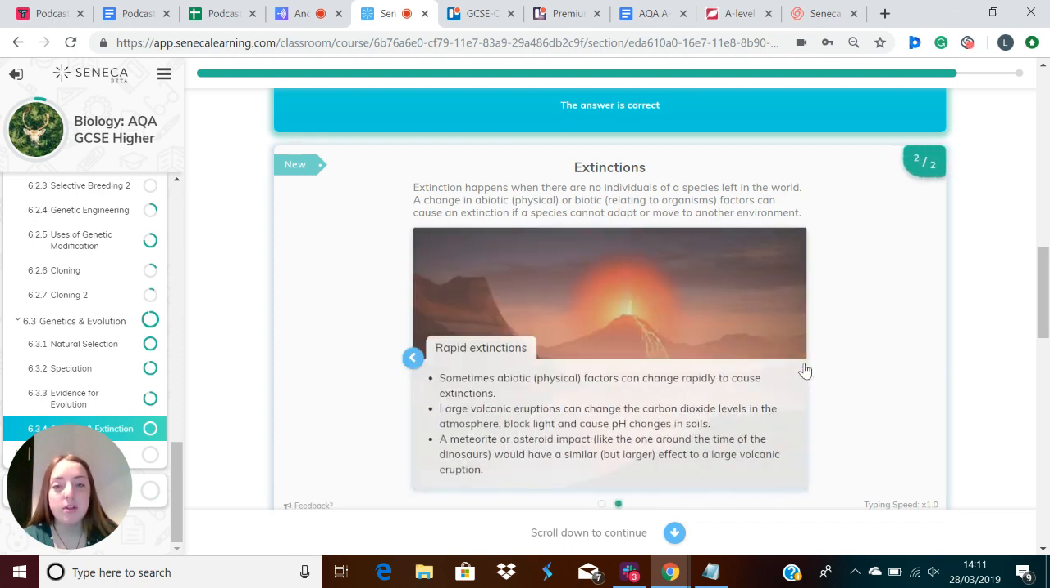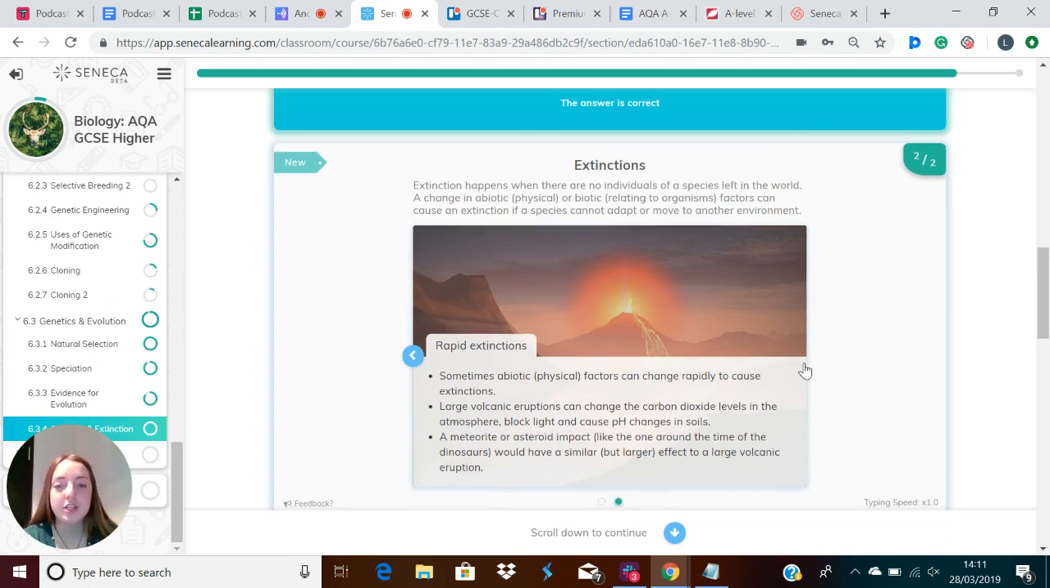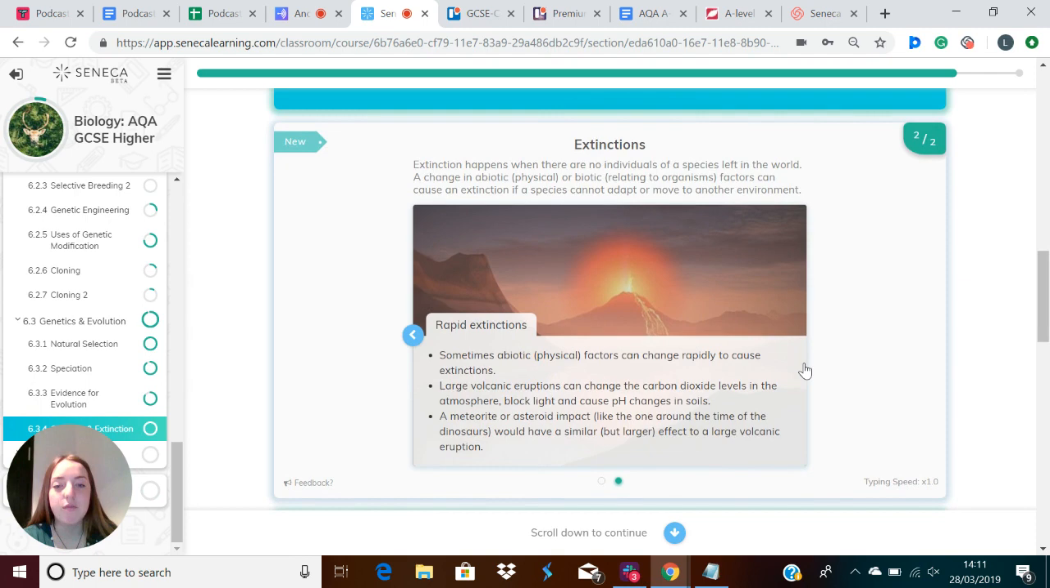Sometimes abiotic, so physical factors, can change rapidly to cause extinctions. Large volcanic eruptions can increase the carbon dioxide levels in the atmosphere. They can also block light and cause pH changes in soils. A meteorite or asteroid impact, like the one around the time of the dinosaurs, would have had a similar but larger effect to a volcanic eruption.